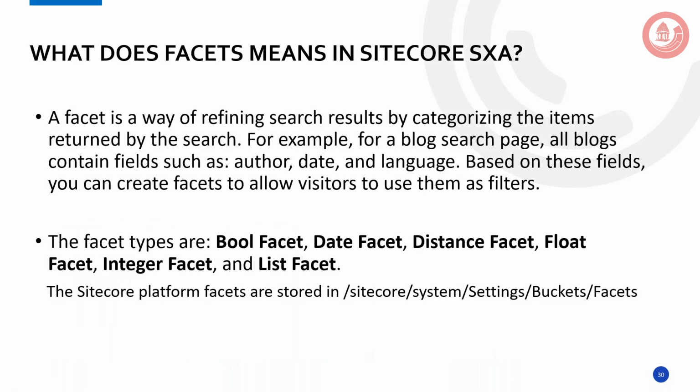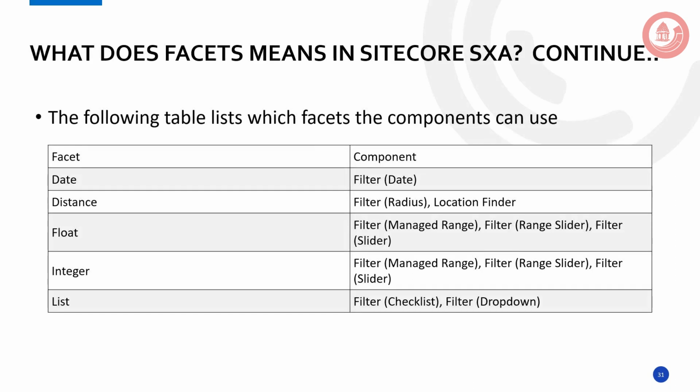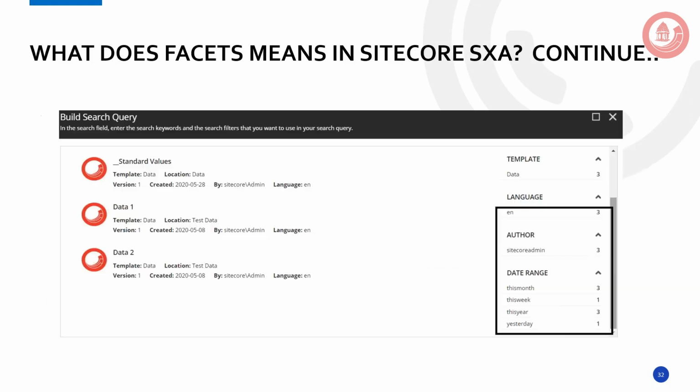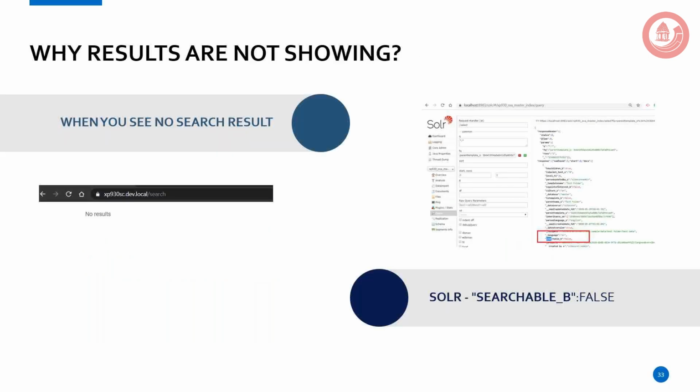What does facet mean in Sitecore SXA? Again, there are a few out of the box facets in Sitecore, like bool facets, date facets, and distance facets available that we can use, and if you want to leverage it, we can create our own facets. So these are the facets available with Sitecore. This is just an example of how facets look in the content editor tree.